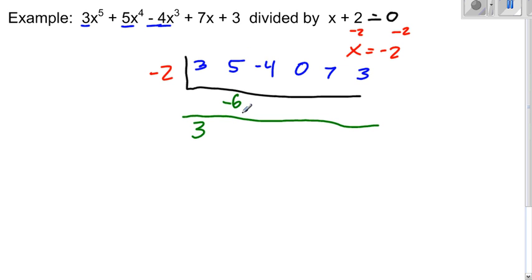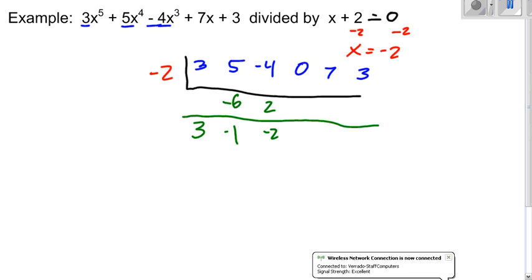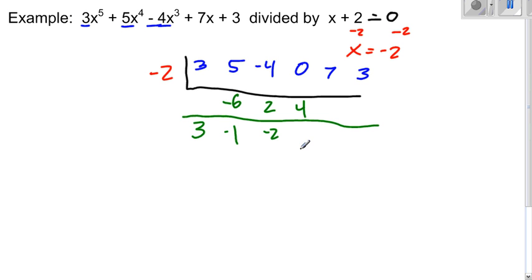Add 5 and negative 6 is negative 1. Multiply diagonally again. Negative times negative is positive. Add straight down. Negative 2. Multiply diagonally again. Negative 2 times negative 2 is positive 4. Add straight down. 4. Multiply diagonally. Negative 2 times 4 is negative 8.